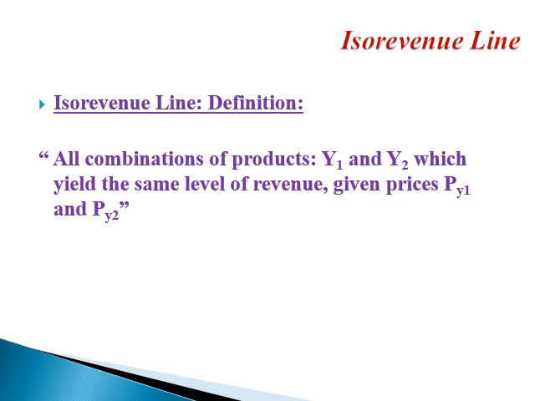The iso-revenue line means equal revenue line. Okay, it shows all the combinations of Y1 and Y2 that I can produce, and that will get me the same level of revenue. Okay, remember the prices of Y1 and Y2 are given to me. What does it mean they are given to me? They are determined in the market.